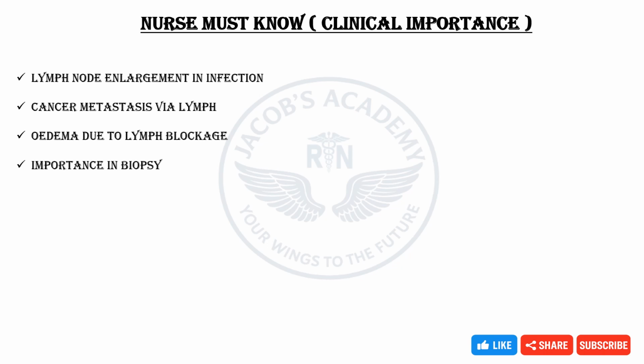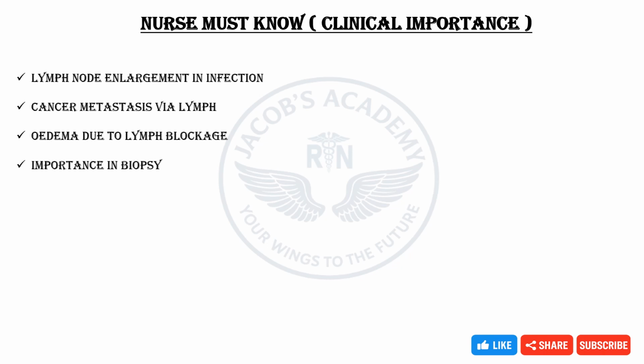And coming to the second point, cancer metastasis via lymph. Cancer cells can spread through lymphatic vessels to nearby lymph nodes. That is why lymph nodes are carefully examined in cancer patients. The third point is edema due to lymph blockage. When lymphatic vessels are blocked, lymph cannot drain properly, leading to edema, which is known as lymphedema. This may occur after surgery or radiation therapy.